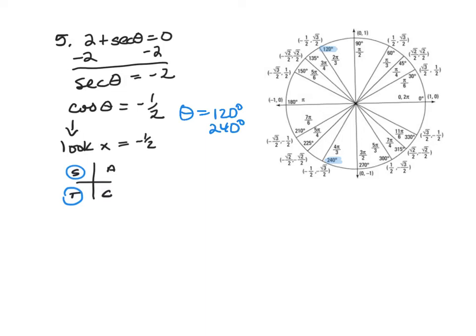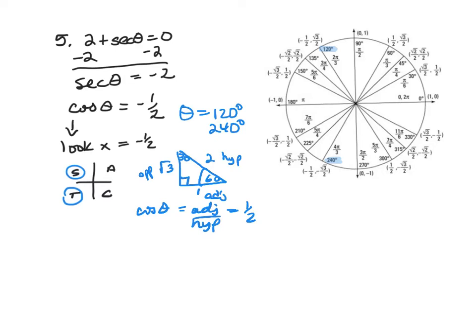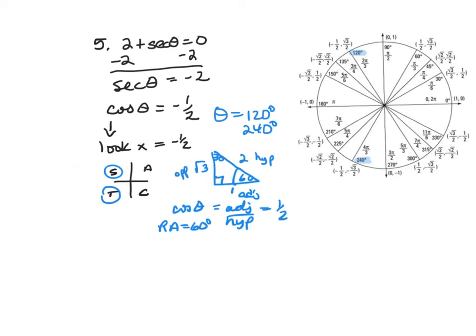Again, you can also do the triangle. 30, 60, 90, 1, 2, √3. My reference angle here is the 60. So opposite, adjacent, and hypotenuse. So cosine uses adjacent and hypotenuse. So 1/2, which is what I was looking for. So you can see that your reference angle here was the 60 degrees. And if you're doing the triangles, over here it would have been 180 minus the reference angle, and here would have been 180 plus the reference angle. So again, you can solve these either way.